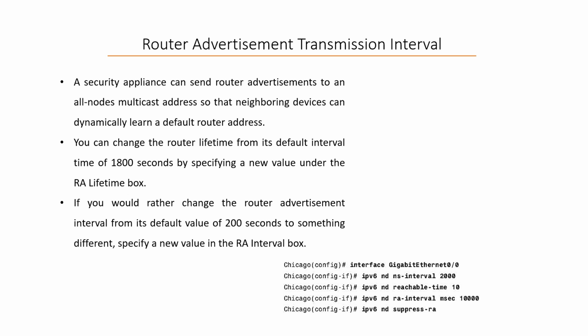If you would rather change the router advertisement interval from its default value of 200 seconds to something different, specify a new value in the RA interval box. The transmission interval must be less than or equal to the IP version 6 router advertisement lifetime. The example shows that gigabit Ethernet 0/0 is set up for a neighbor solicitation message interval of 2000 milliseconds, a neighbor reachable time of 10 milliseconds, and a router lifetime value of 10,000 milliseconds. The security appliance is also set up to suppress router advertisement messages on the interface.